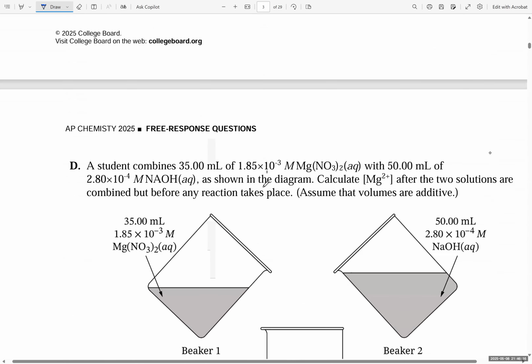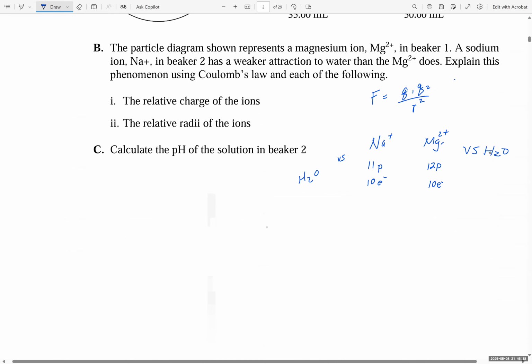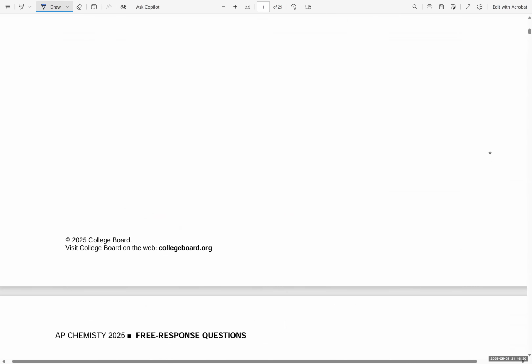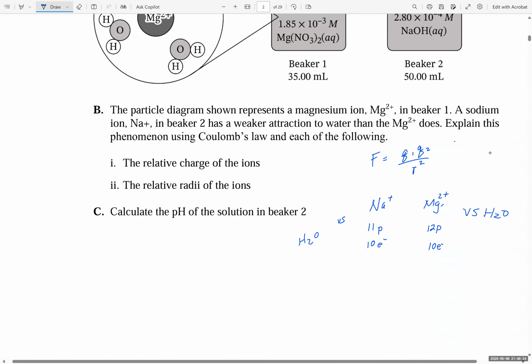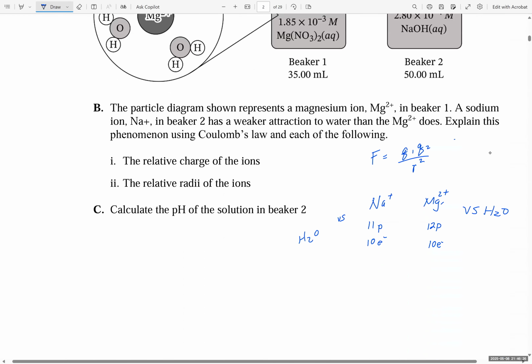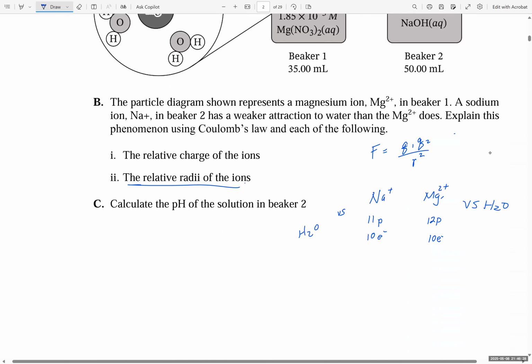Let's go talk about the radius, right? So if you talk about the radius, I don't know why there's writing there. Oh no, this is the one. All right, so relative radius of the ions. What do we understand? So going back to the sodium and magnesium, let's see, sodium has a smaller radius and magnesium has a larger radius. So let's look at how that works.